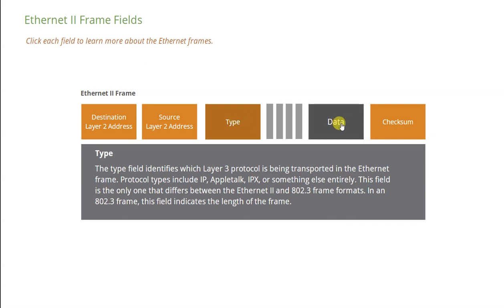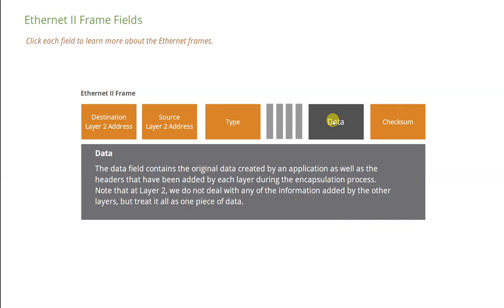This field is the only one that differs between the Ethernet 2 and 802.3 frame formats. In an 802.3 frame, this field indicates the length of the frame. The data field contains the original data created by an application, as well as the headers that have been added by each layer during the encapsulation process.